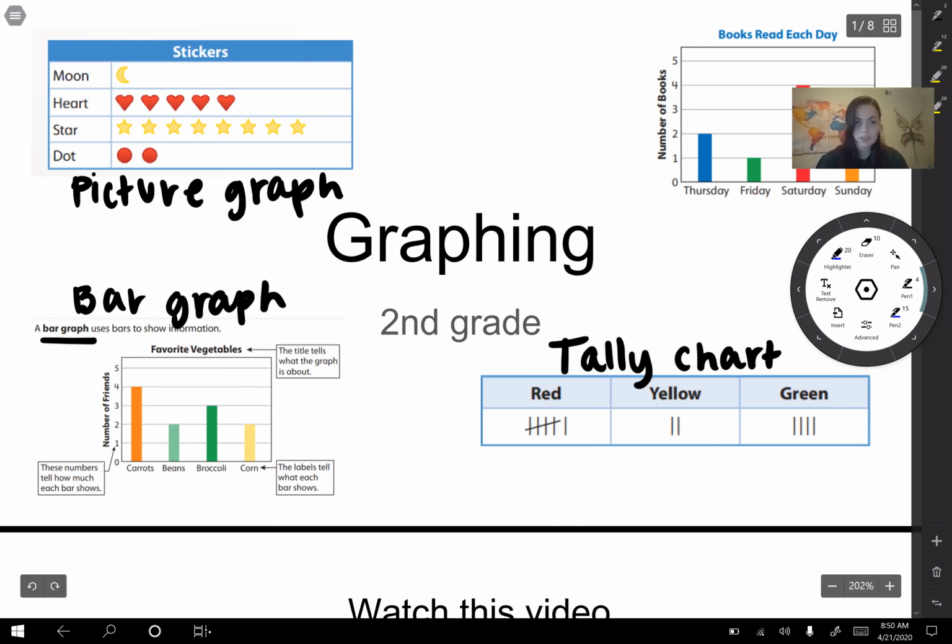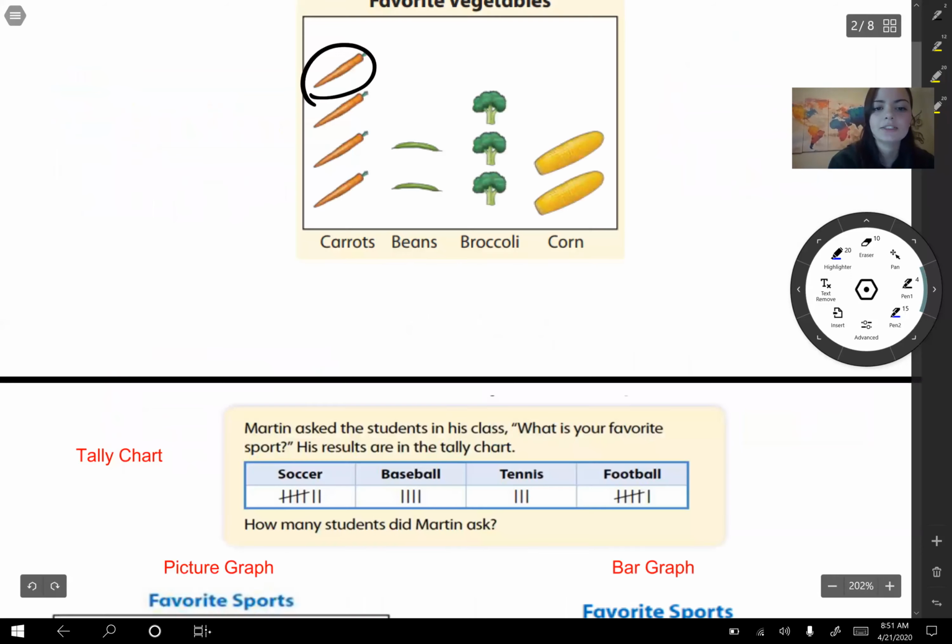So a picture graph is called a picture graph because it has pictures. These are little pictures. You see the moon and the hearts, the stars, and the dots. And the bar graph is called a bar graph because it has bars. It has those long rectangles, and if there's a longer rectangle and a shorter rectangle, well, maybe the longer one has more of that item or whatever data you're recording. And then a tally chart has these little lines, and we'll talk about those little lines later. They're called tally marks, okay? So let's move on to the next one.